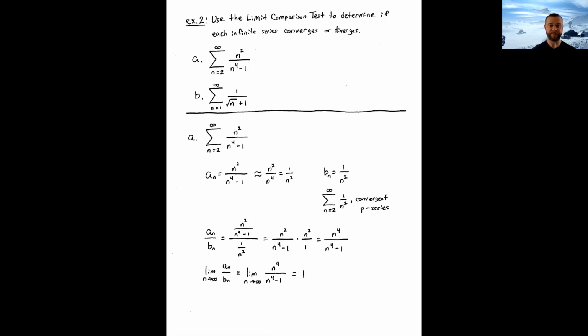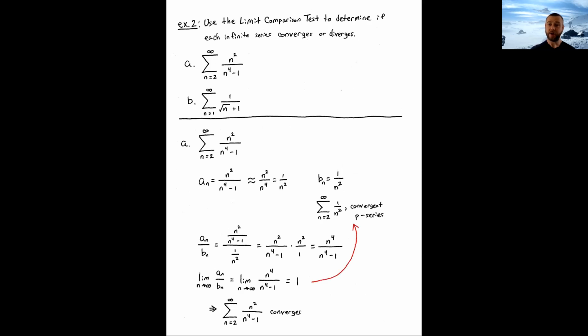The other way to see this is, notice this gives you an indeterminate form of the type infinity divided by infinity. Since n is approaching infinity, n to the fourth and n to the fourth minus 1 both get bigger. Since we have an indeterminate form here, you could apply L'Hopital's rule. And if you apply L'Hopital's rule, you'll find you still get a limit here of 1.